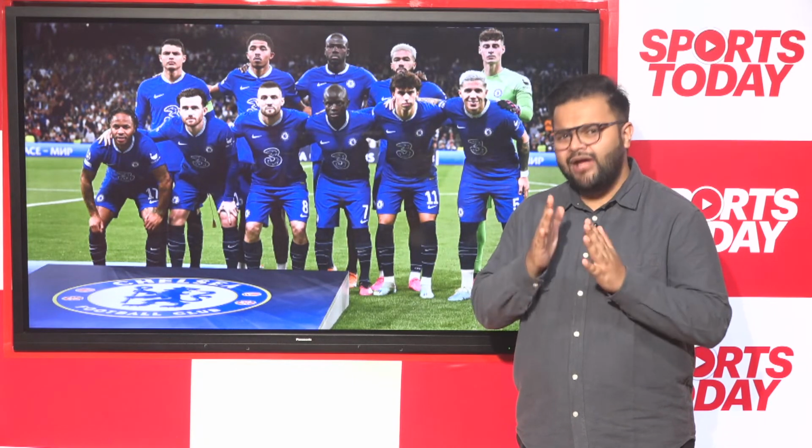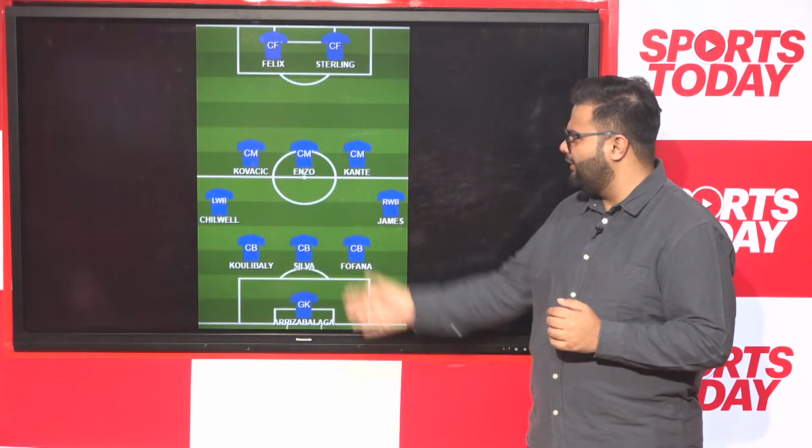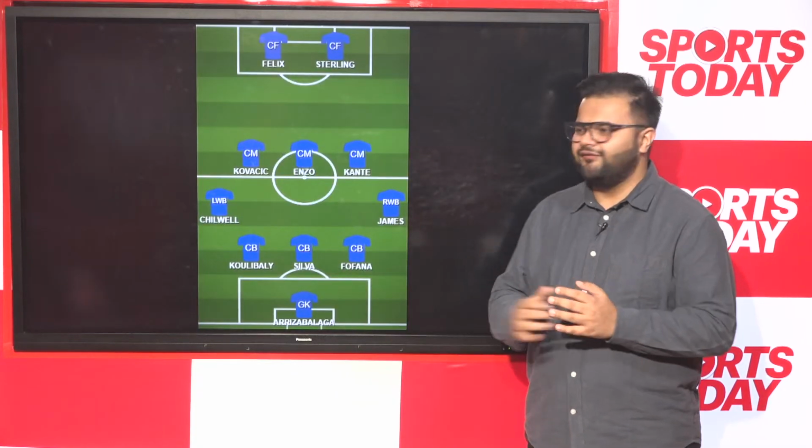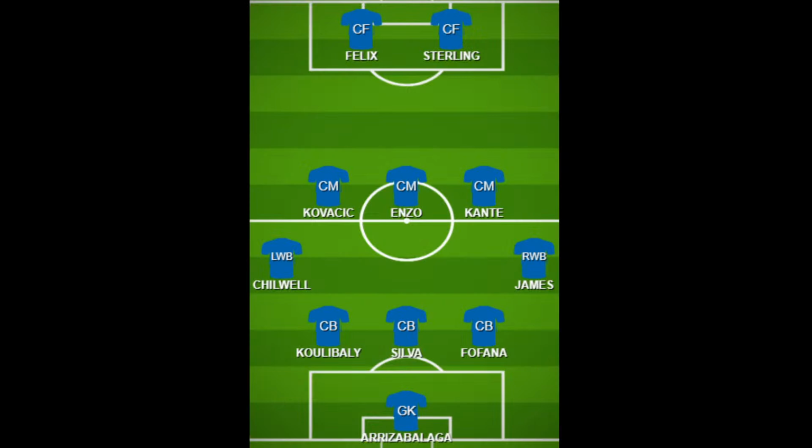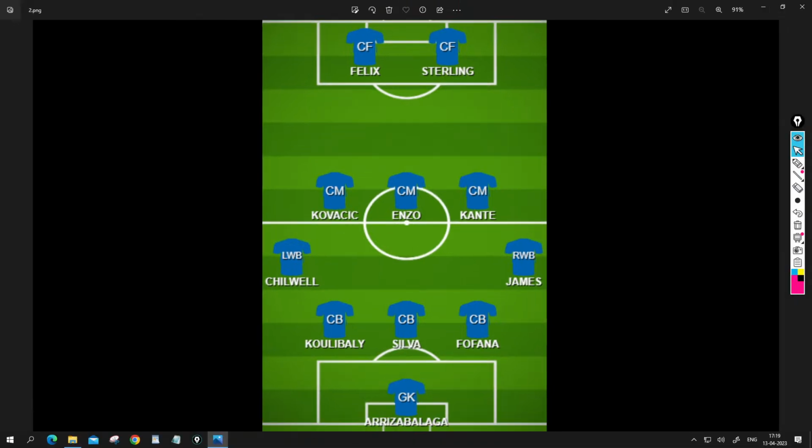Let's quickly take a look at what it is that Chelsea had used. Now, you'll see on your screen the formation that Chelsea had used. It was a 3-5-2. So you had three centre backs in Fofana, Thiago Silva and Kalidou Koulibaly, with Reece James and Ben Chilwell at the right wing back and left wing back positions, along with three central midfielders and two forwards. Now, what we're going to do is explain why Chelsea used this formation and how it backfired. To do so, however, we'll be making a few interesting lines and highlighting a few key points.